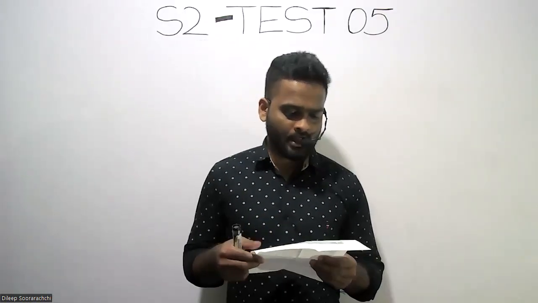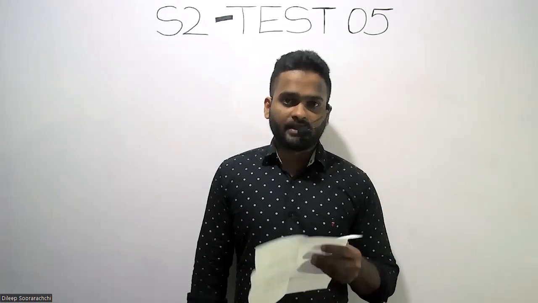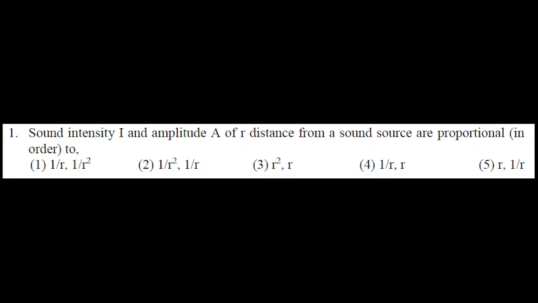Okay, moving to the first question. Sound intensity, amplitude, capital A, of R distance from a sound source are proportional in order to.